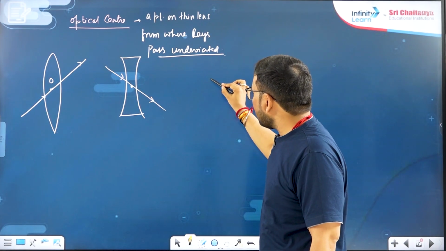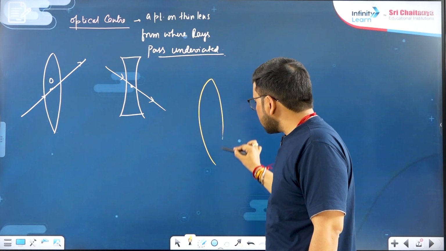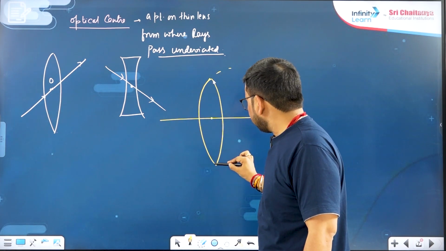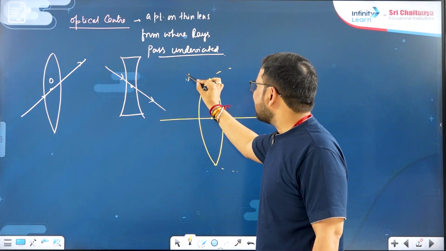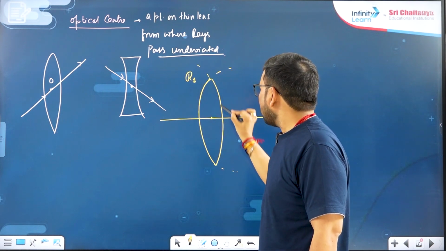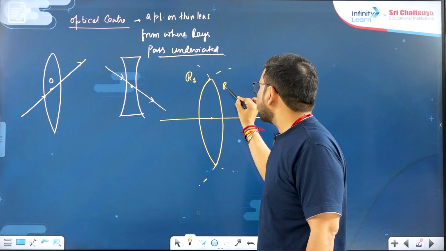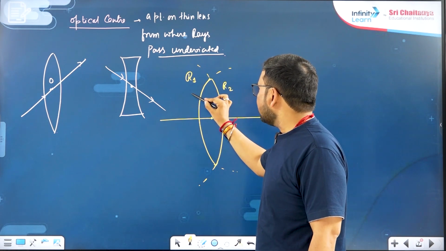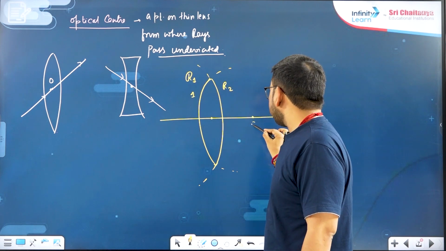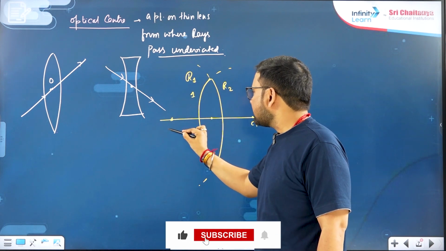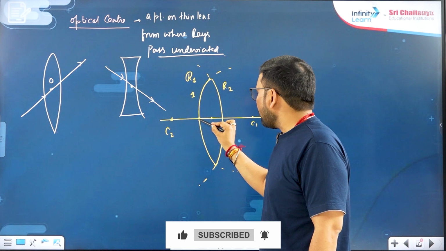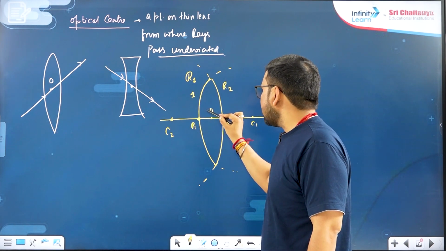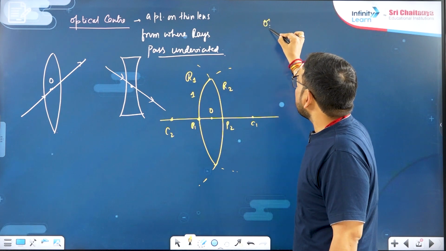Okay, but there is one more very interesting definition. See what happens. Suppose you have a lens. This is the lens you have, and this surface has a radius of curvature R1, and this surface will have a radius of curvature R2, let's say. Obviously surface number 1 will have some center of curvature, and surface number 2 will have some center of curvature. This point is P1, this point is P2. Optical center is O. So there is one more definition.